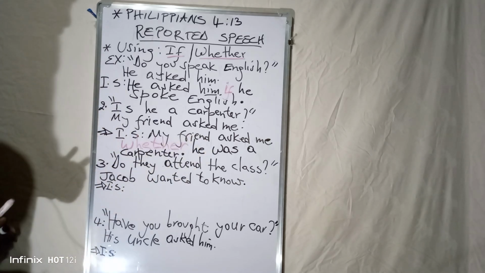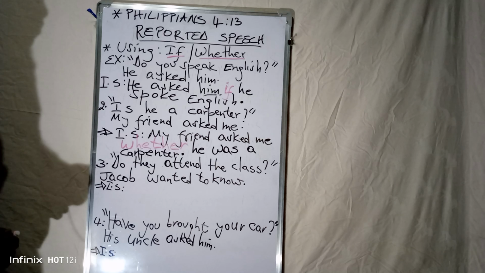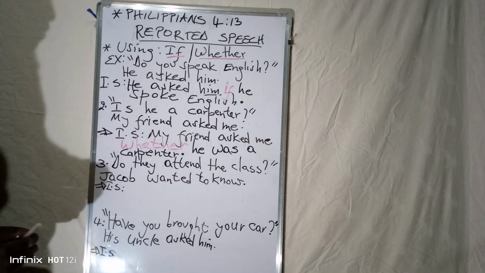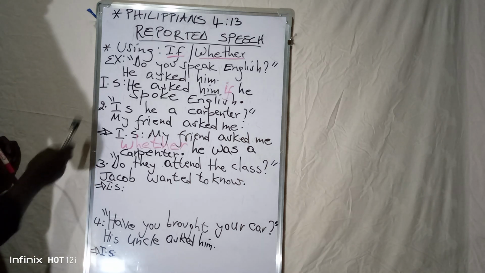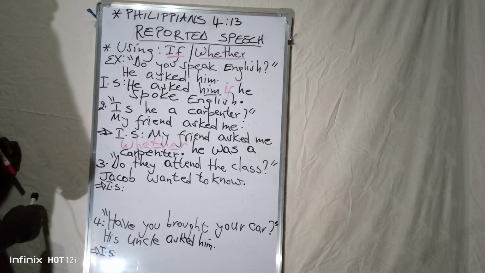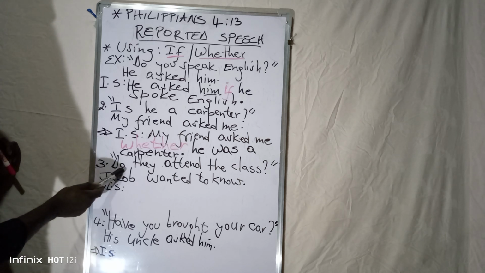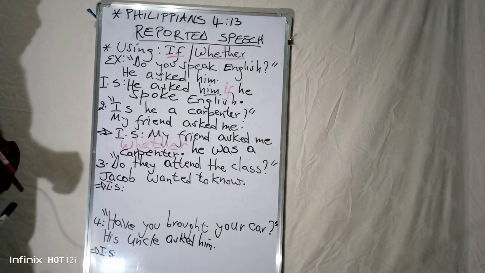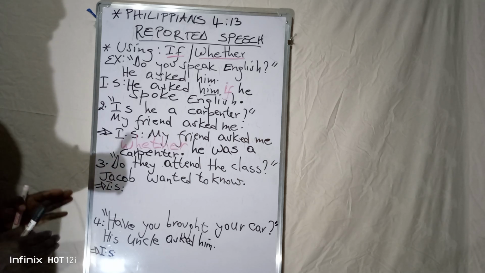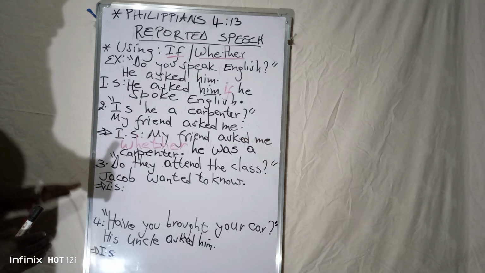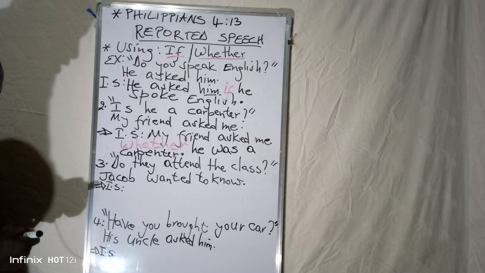Right. The next, we have, "Do they attend the class?" Jacob wanted to know. Just see here, we have "do", it is a helping verb or auxiliary verb. And here we have "is", also an auxiliary verb. And here we have "do", the same, an auxiliary verb. Let's continue to the next question. Is everyone ready to answer the questions as we are doing this? Let's see the next.